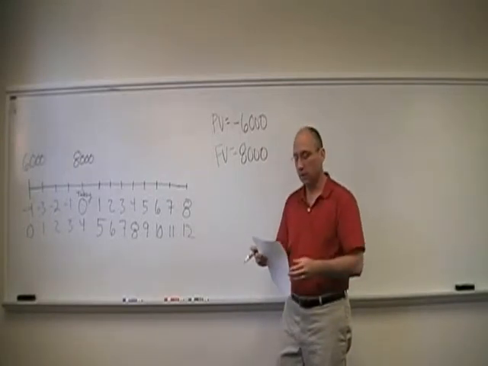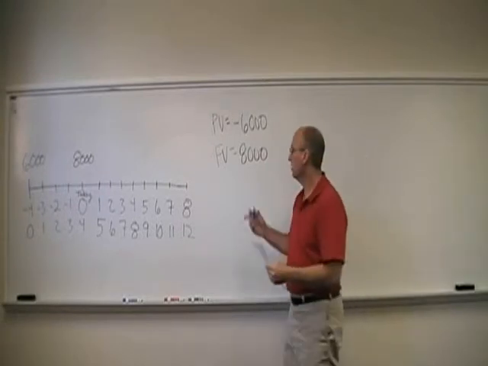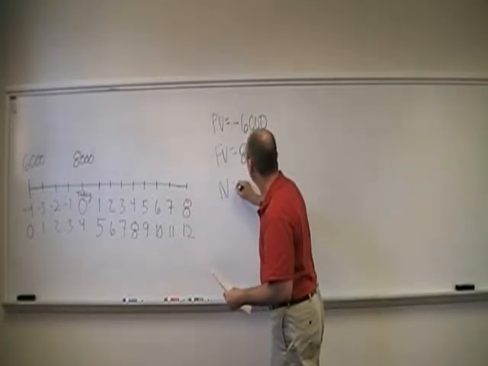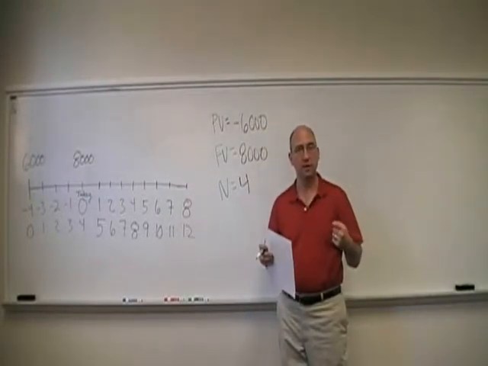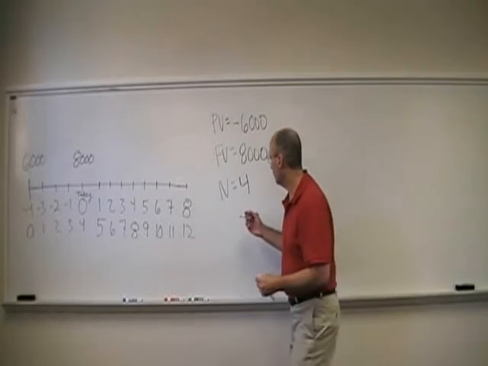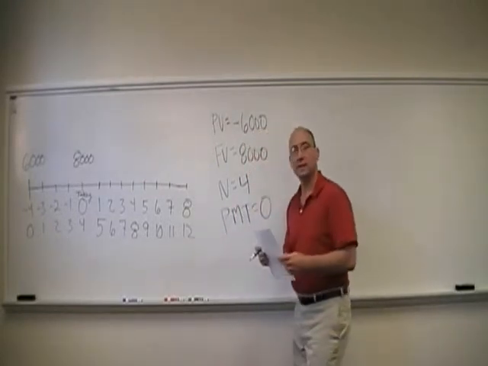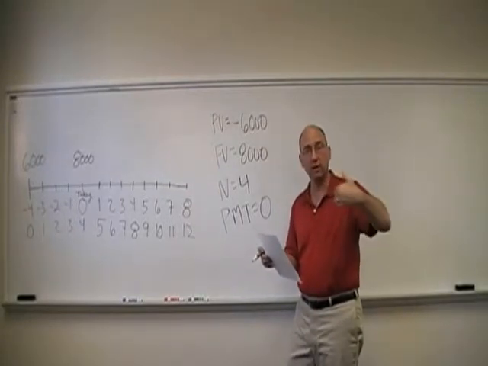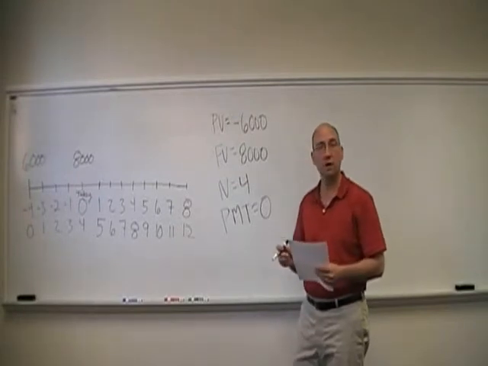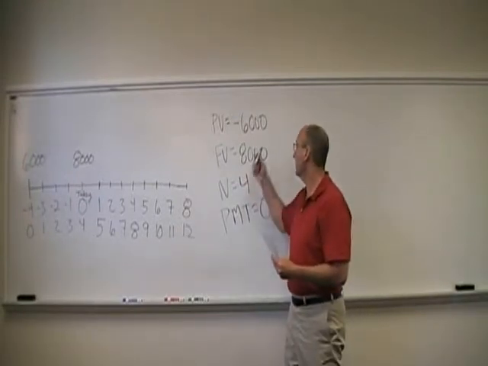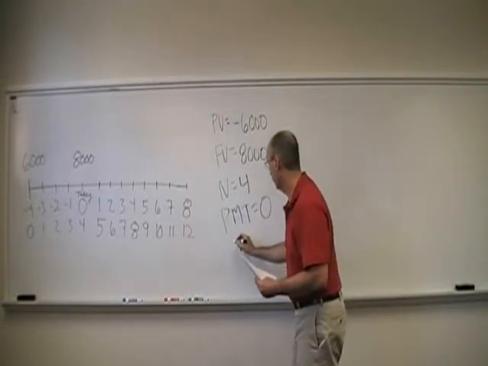Four years ago, and again, we're dealing with annual increments, so N is equal to 4 periods, each period representing a year. Payment, as we said, is equal to 0. He didn't pay in or receive regular payments during that 4-year period. And so now we want to solve for I%, which is the rate that gets us from 6,000 to 8,000 over 4 years, over 4 periods.